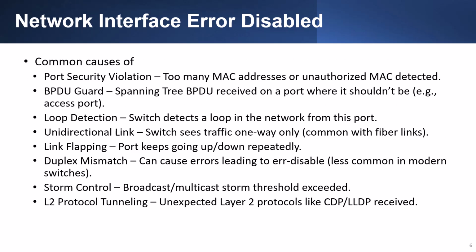Common causes of the network error disabled state are port security violation, where too many MAC addresses or an unauthorized MAC is detected. BPDU guard is when a spanning tree BPDU is received on a port where it shouldn't be, such as an access port. Loop detection is when a switch detects a loop in the network from this port. Unidirectional link is when a switch sees traffic one way only, which is common with fiber links. Link flapping is when a port keeps going up and down repeatedly.